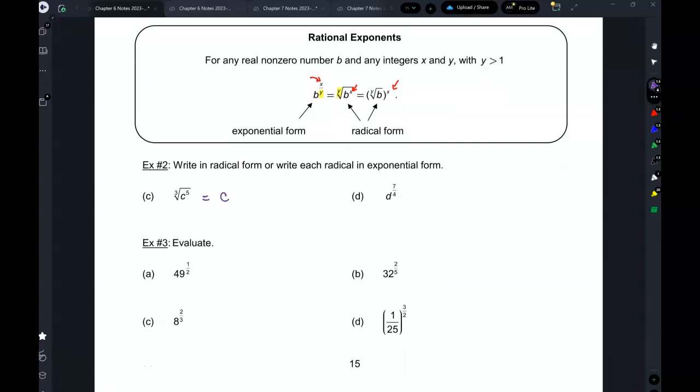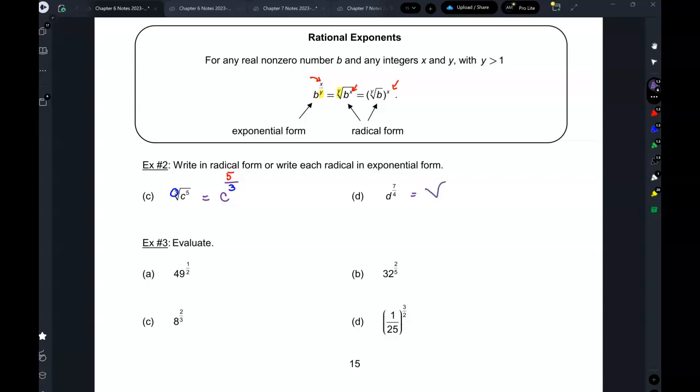Okay, here you have c to the power of, now this is going to be a fraction. This number here, will it be the numerator or the denominator? The denominator, and then the 5 will be the numerator. So this is c to the power of 5 over 3. Okay? Yep, that's it. We're just rewriting it. We're not solving anything.